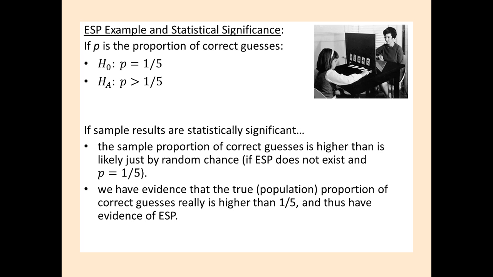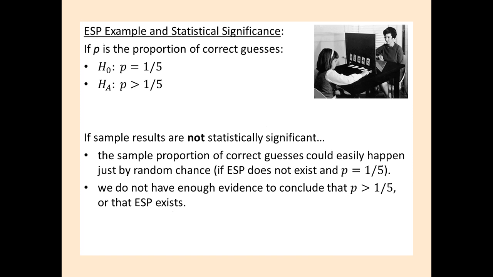which would be evidence supporting the idea of ESP. However, if we don't have a statistically significant result, the conclusion that you get is a lot weaker. What we'd say is, well, our sample proportion could easily just happen by chance, so we don't have enough evidence to conclude that ESP exists. The trap here is to say something that's a little bit too strong and say, well, then we should conclude that P equals 1/5. No, we shouldn't. You really just can't say anything one way or the other. Saying that if you don't have a statistically significant result, then that means the null is true, that's a logical fallacy. That's a proof by example.